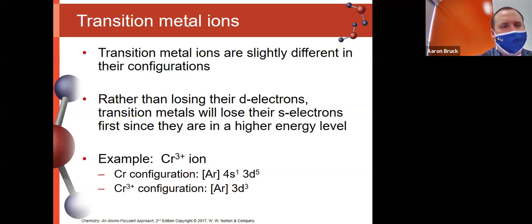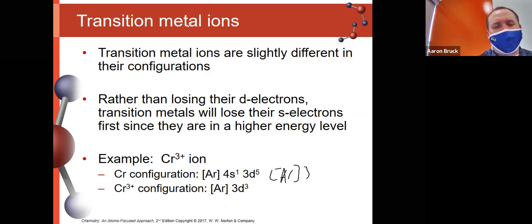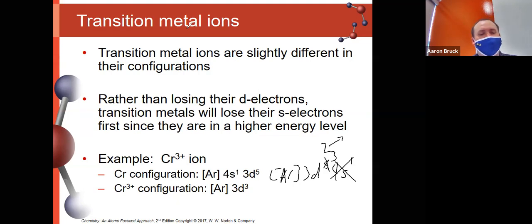In the other form of the notation, we would see it as argon 3d5 4s1. I need to take 3 electrons away to give it a 3+ charge. So this electron goes away. 2 of these electrons are gone. So I have 3 left over. Argon 3d3 is the leftover.